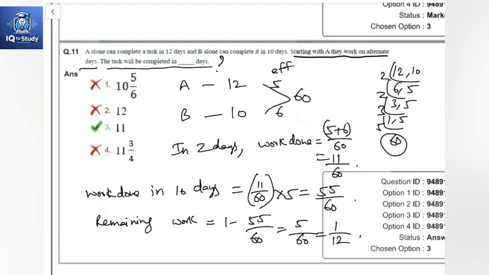So A will complete the remaining work in 1 day. So total time is equal to 10 plus 1 which is equal to 11 days. So the answer is option 3.